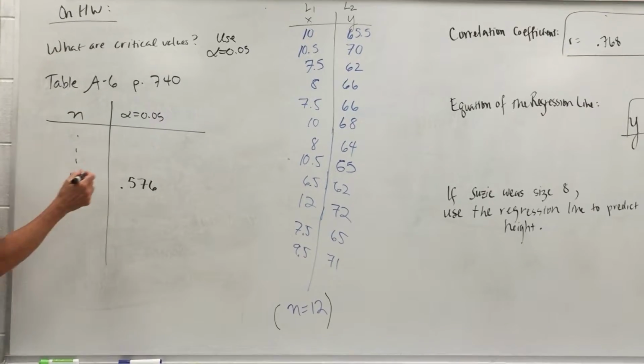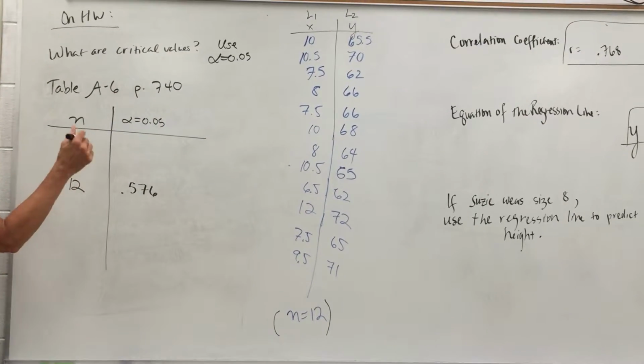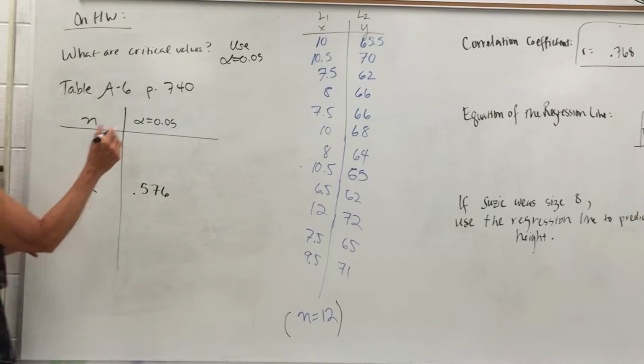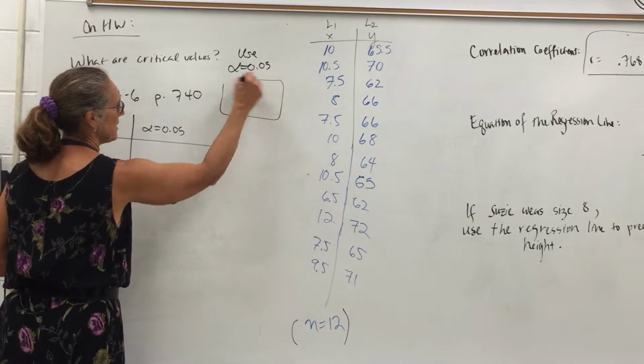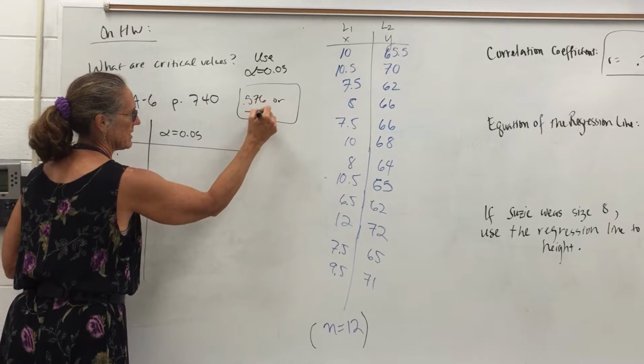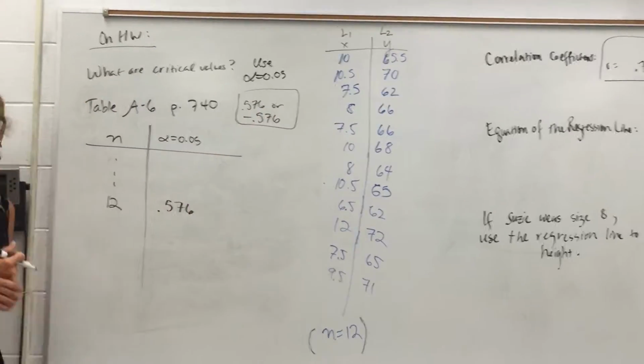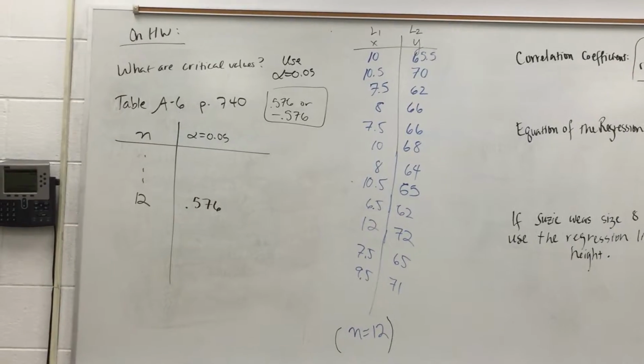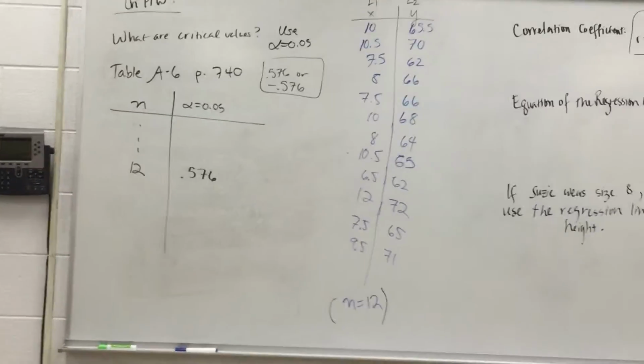All right, so what you're gonna wanna do for critical values is tell it that it could be positive or could be negative. So in your homework, the answer is gonna be positive 0.576 or negative 0.576. So you'll have to write both of those, and I think it'll say put a comma between them somewhere. Okay.